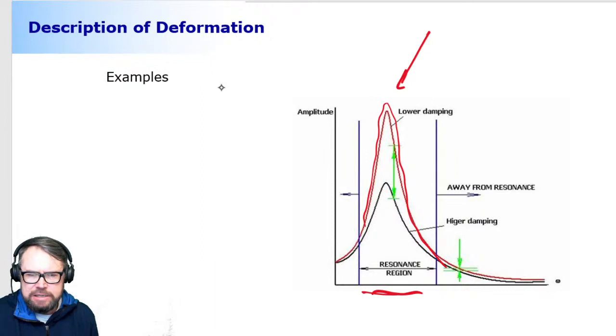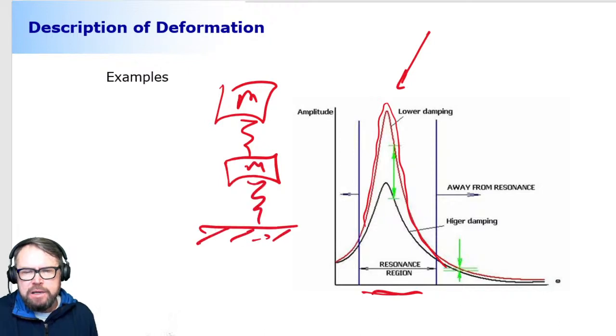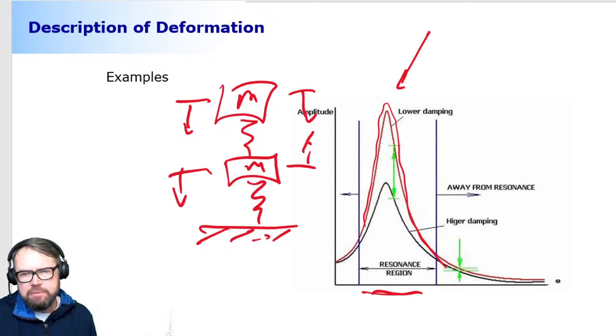And if I have here, let's say, a system that consists of two masses, that would mean this structure will have two natural frequencies and two different deformations in which the resonance condition can take place. So the first one is probably the one where both masses are moving downwards, and the second is probably the one where the first mass is moving downwards and the second mass is moving upwards. So those are the two resonance conditions.